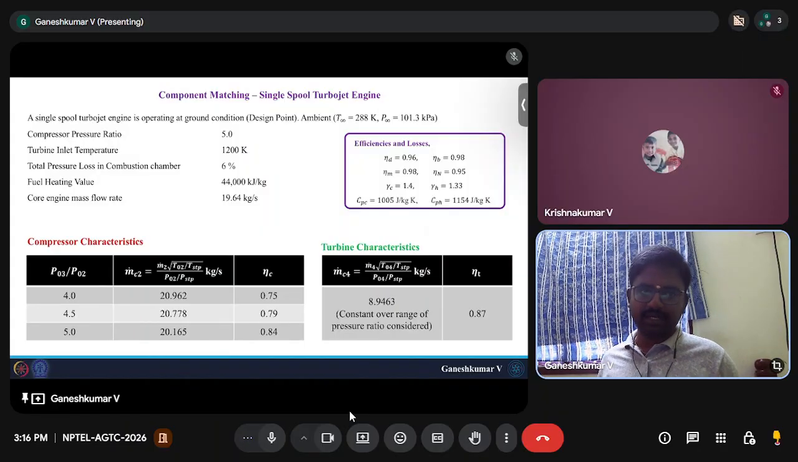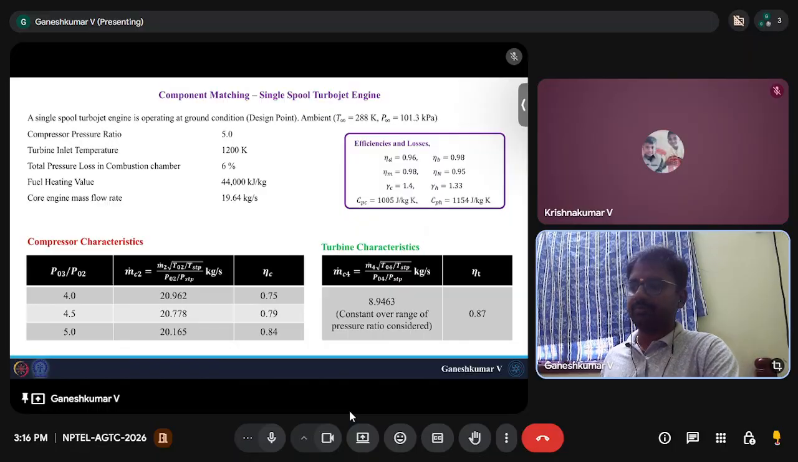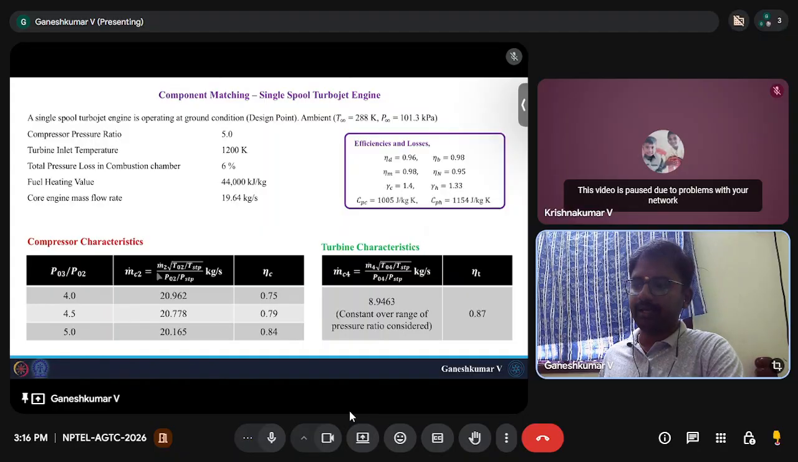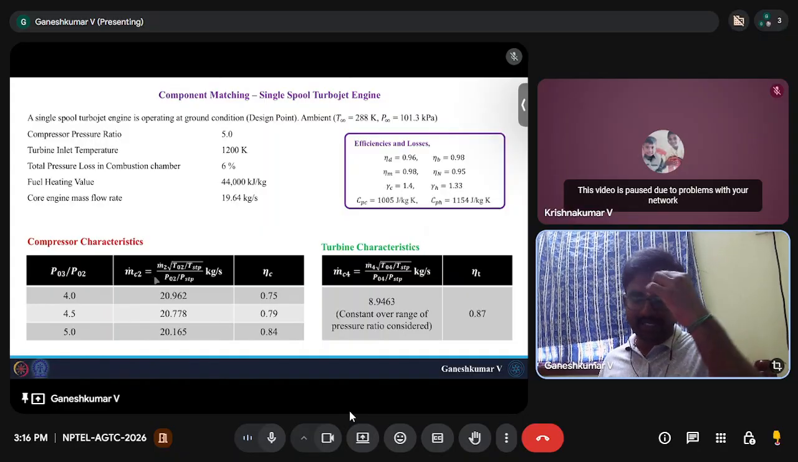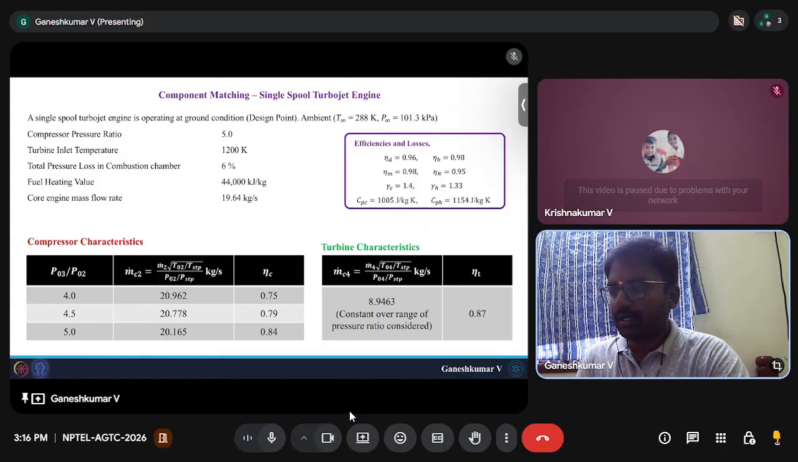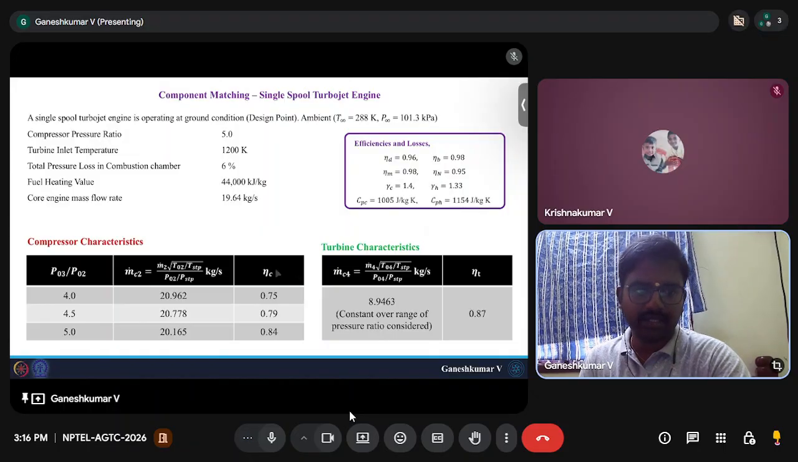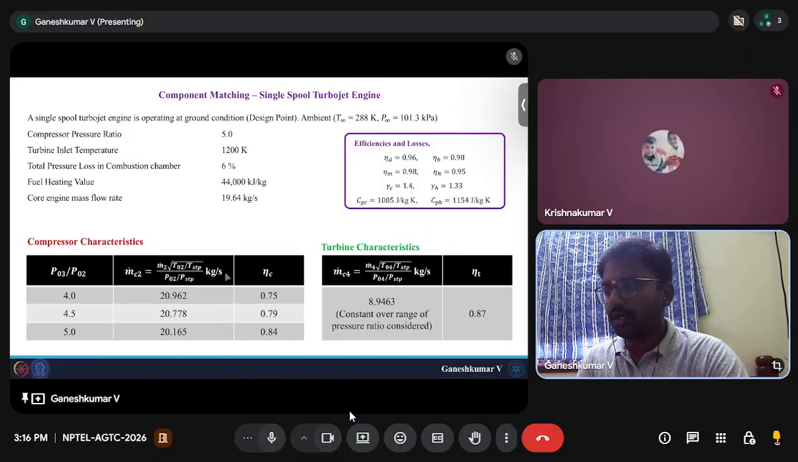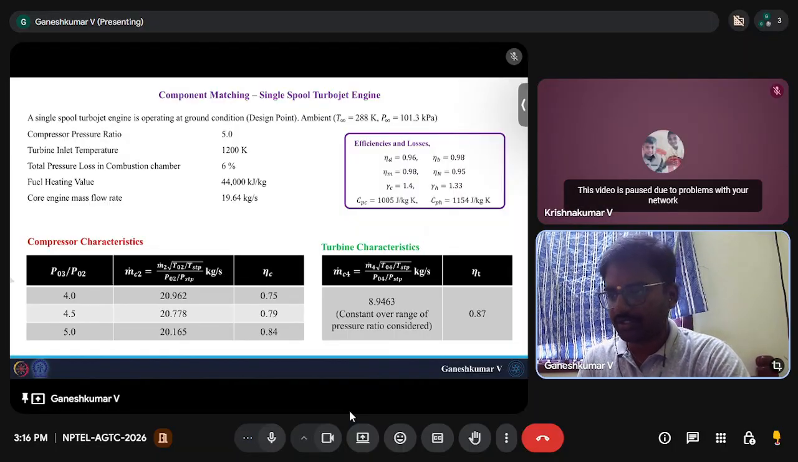One is compressor characteristics, which is the pressure ratio and the m dot C2 relation, which is the corrected mass flow rate through the compressor, and also the efficiency. How the isentropic efficiency also varies with the pressure ratio. So how the efficiency is going to vary with the pressure ratio.